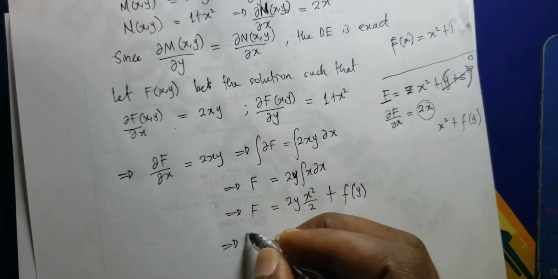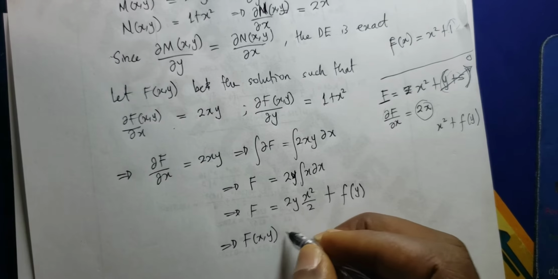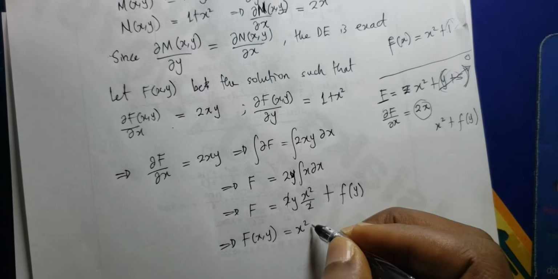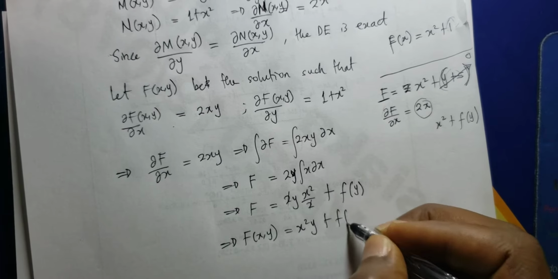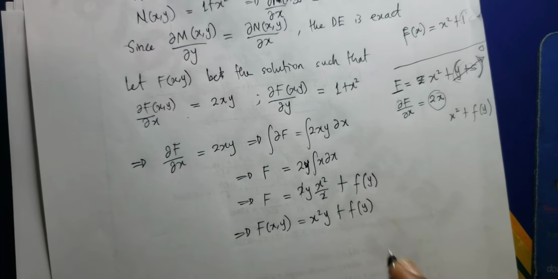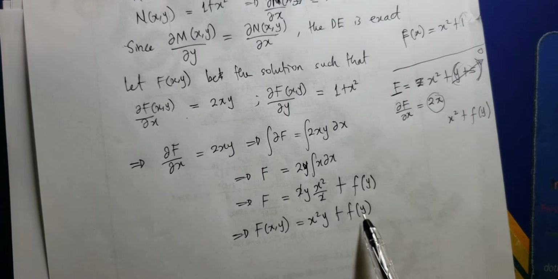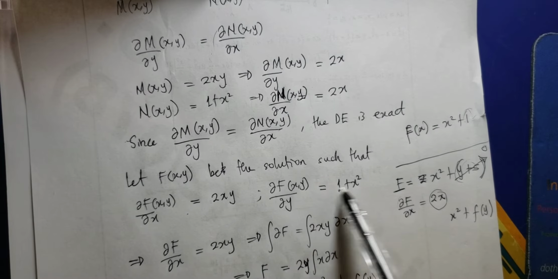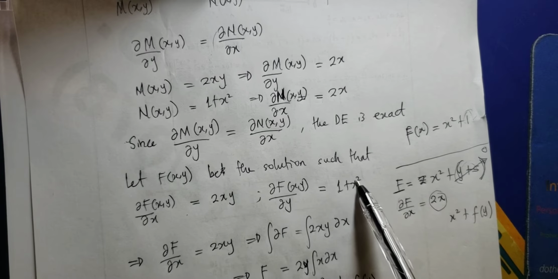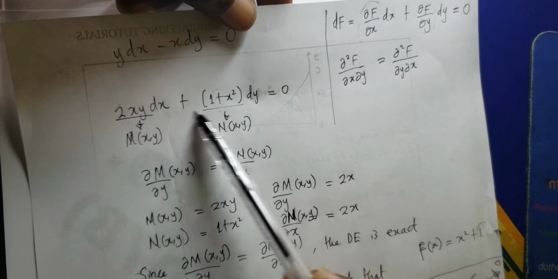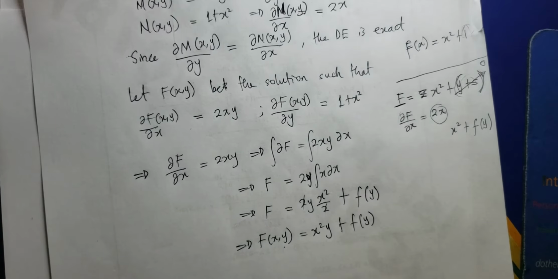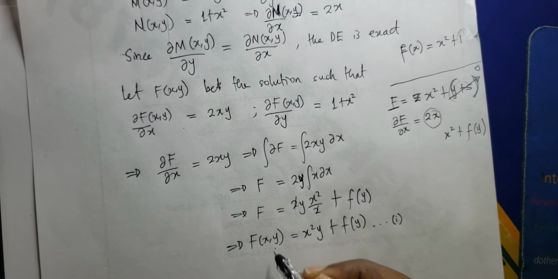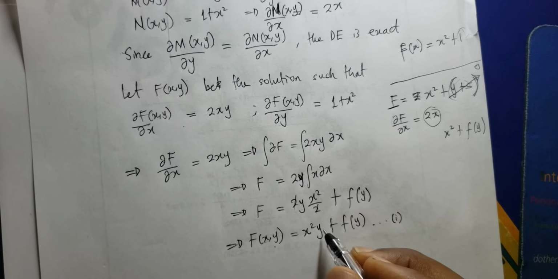So we do know that from what we have done now, f of x comma y is going to be equal to x squared y plus f of y. So the thing now is that we don't know what f of y is going to be, but don't forget that we know that the partial derivative of f with respect to y should be equal to 1 plus x squared, from the equation we started with here. So we are going to keep this. Let's say this is equation 1.